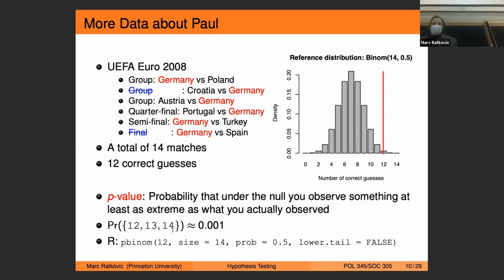Well, we'll get to that. So, in this case, the probability of observing 12 or more correct by coin flip is about 0.006. Paul is good. It's not likely to observe so many correct guesses purely by chance.